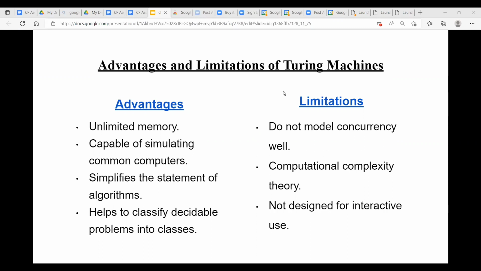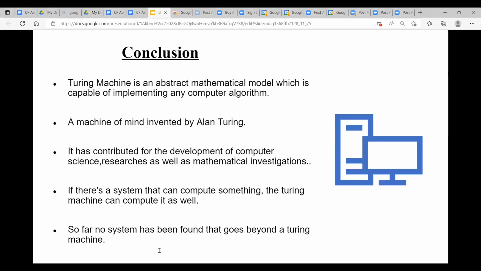I'm Sahani Disanayaka and my index number is 216028D. Let's discuss the advantages and limitations of Turing machines. Advantages. The first advantage is the unlimited memory. Turing machines have an unlimited memory capacity, unlike the real machines that we use in our day-to-day lives. Yes, the storage capacity of real machines can be expanded by acquiring more storage media, but they are not unlimited.